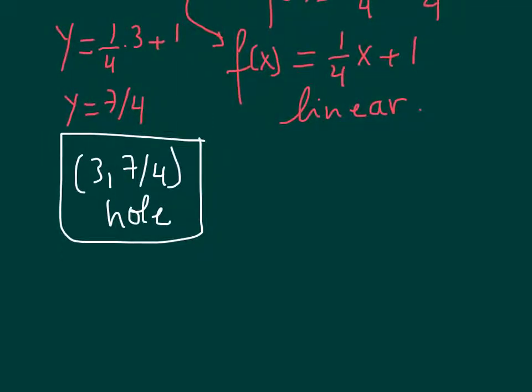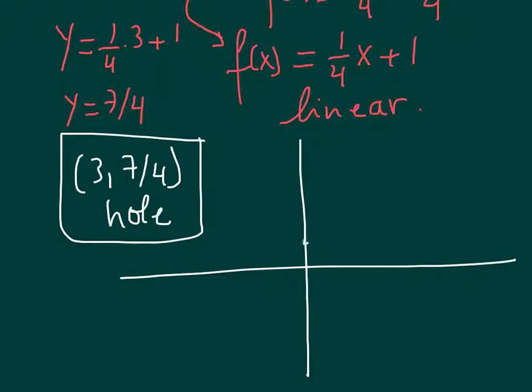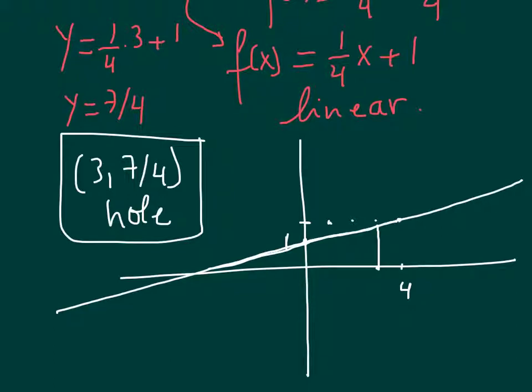So when you graph this function right over here, you're going to go ahead and graph a line. You go to the y-intercept of 1. We're going to go up 1 and over 4. And we're going to go ahead and graph the line. What's special about this line right here is at the point (3, 7/4), there's a hole in the graph. You just make the hole, and this ordered pair is (3, 7/4). This is how you graph this function, and we're done.